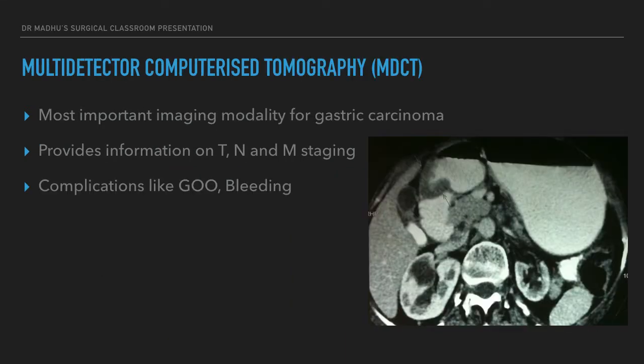Coming to multi-detector CT scan, it is the most important imaging modality for gastric adenocarcinoma. If we have to choose a single investigative modality for gastric cancer, it will be a multi-detector CT scan because it provides information on T, N and M, namely the tumor, node and metastatic staging for the gastric cancer. Further, it provides data on complications like gastric outlet obstruction and bleeding that will help in prompt surgical management.